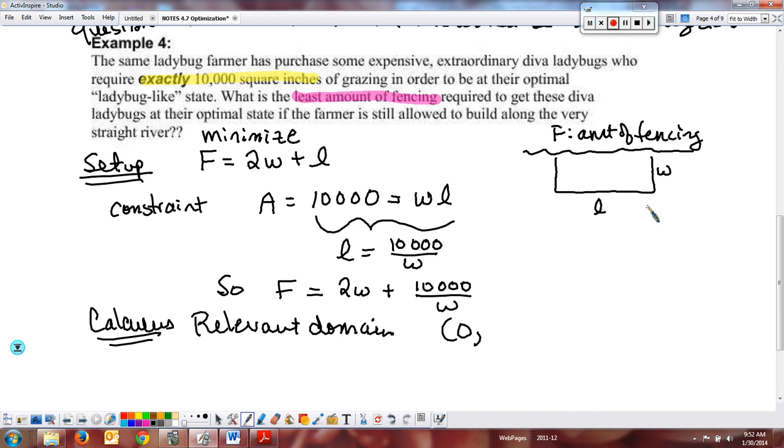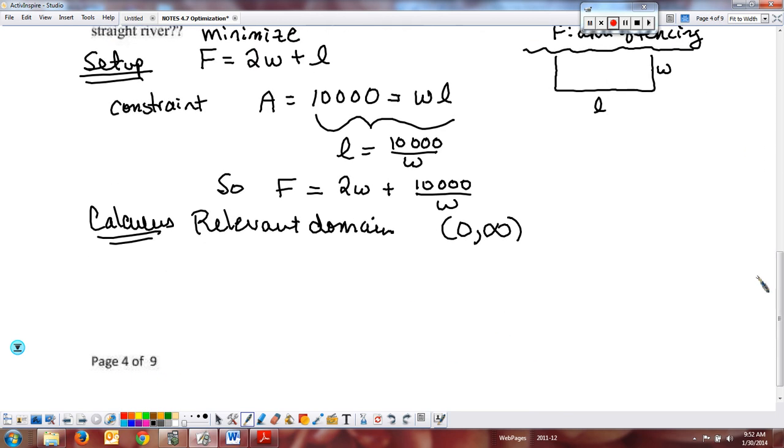You technically don't have an upper bound, because when you are multiplying this, I just need to have a little bit of length. But if the L is fractional, then the W can be as large as it wants to be in order to make it happen. Because if this is a half, this could be 20,000 and we would still get our 10,000 there. So you actually don't even really have an upper bound. Realistically, you can't make L so small that you can't physically build it, but right now we pretty much have a relevant domain of 0 to infinity.